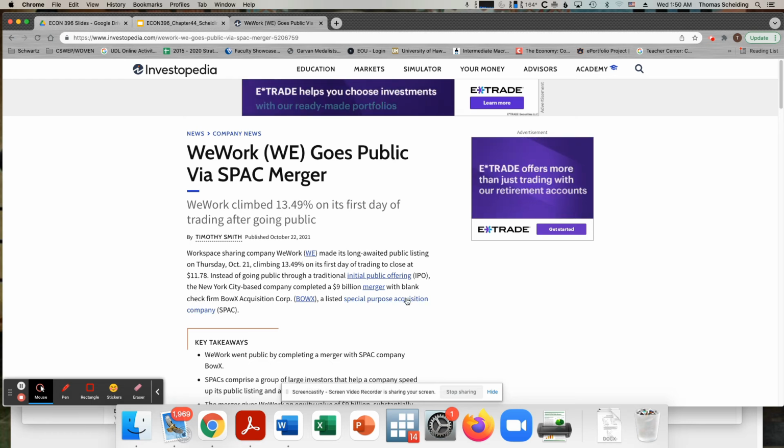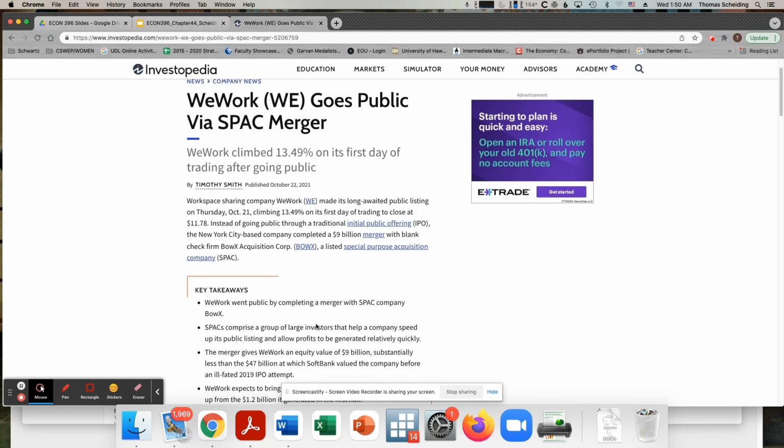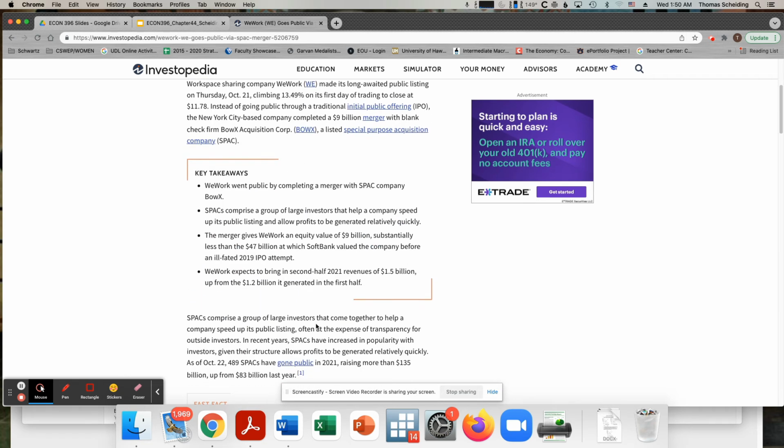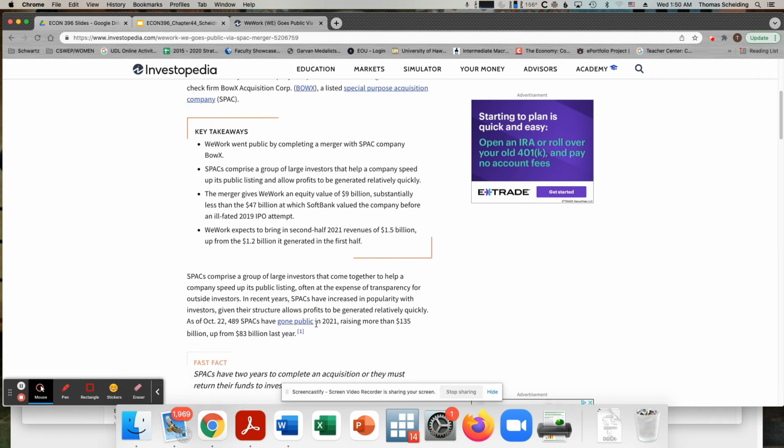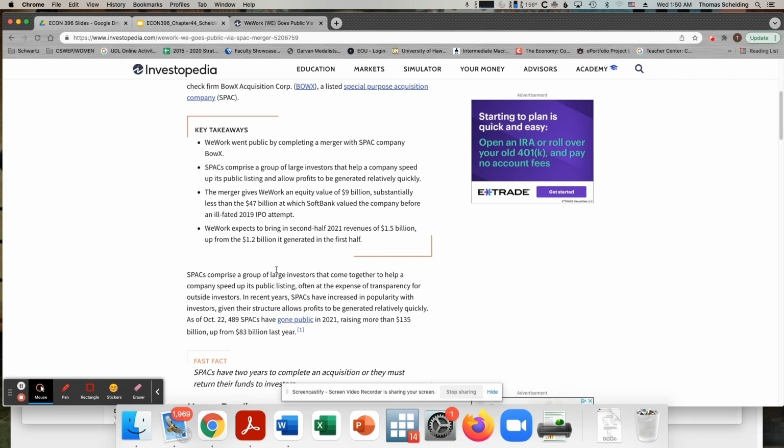It's what's called a blank check firm. So Bowx Acquisition Company, BOWX, basically took the money and bought WeWork, and then WeWork took over the space. Yeah, so SPACs comprise a group of large investors that come together to help a company speed up its public listing, often at the expense of transparency. I'm not a big fan of SPACs.